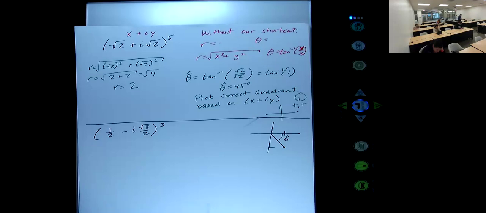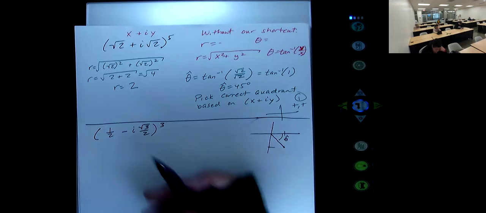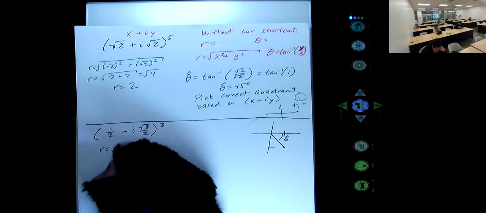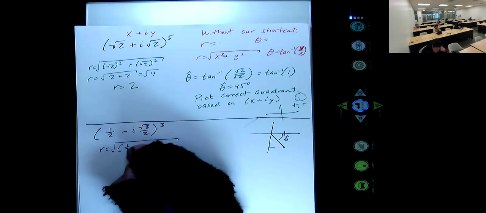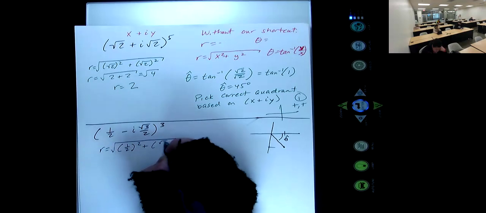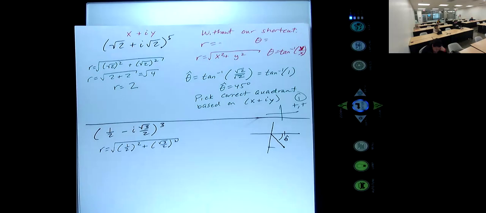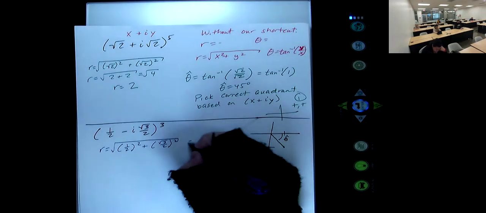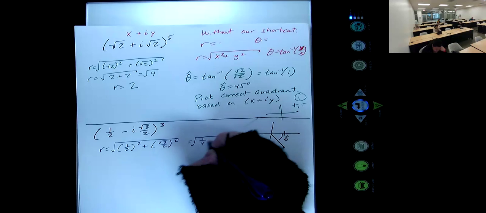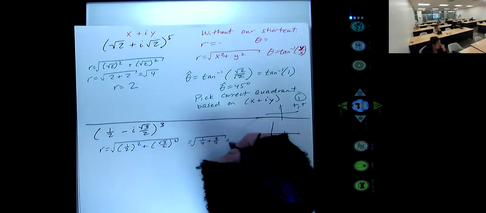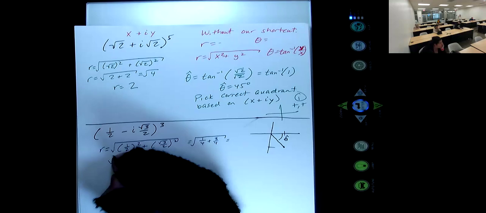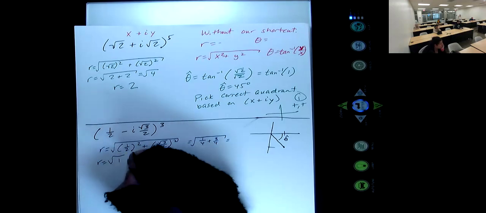Like you went left and came back from the right. Okay. It's the right hand. Alright, so what do we get? It is 1/4 plus 3/4. R equals the square root of 1, which is 1.